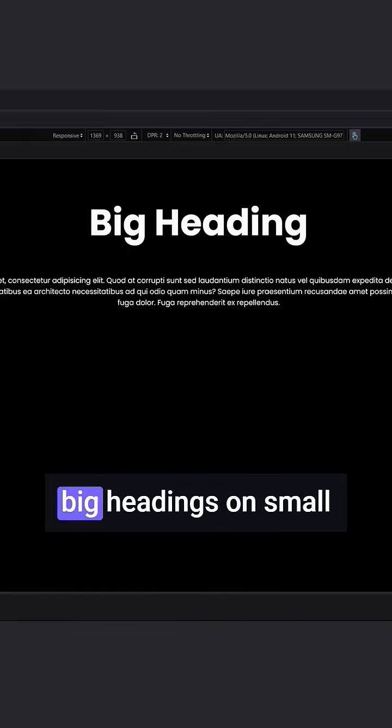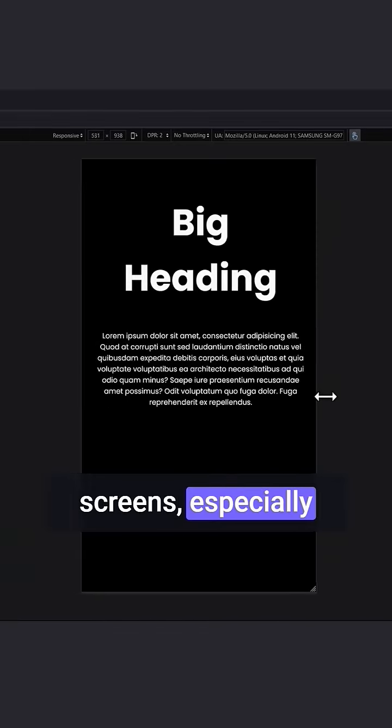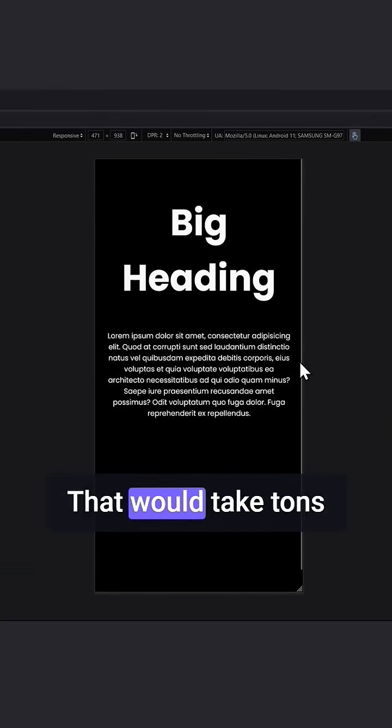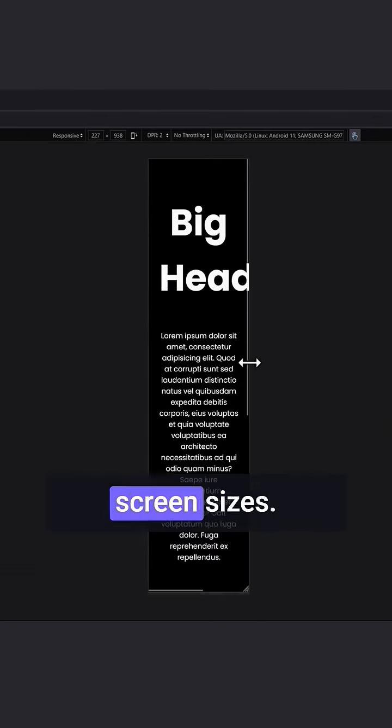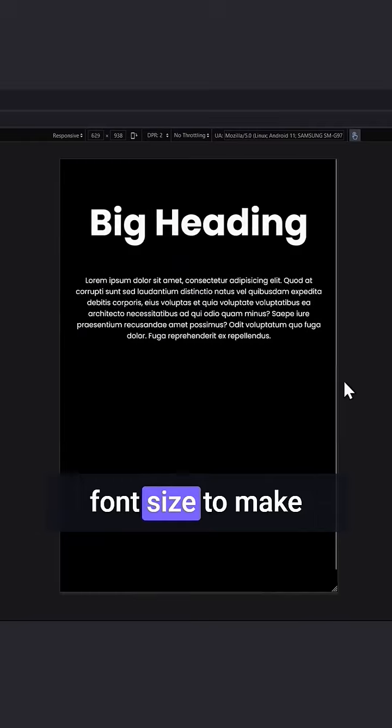But what do we do with big headings on small screens? Especially when we want to avoid line breaks. That would take tons of media queries for all the different screen sizes where you have to apply a different font size to make it look good.